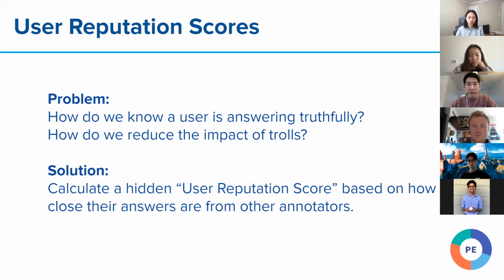And our solution to this is to calculate a hidden user reputation score based on how close their answers are to other annotators. And then we can use that to decrease the effectiveness of trolls to game the system.